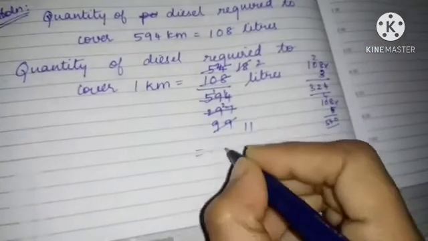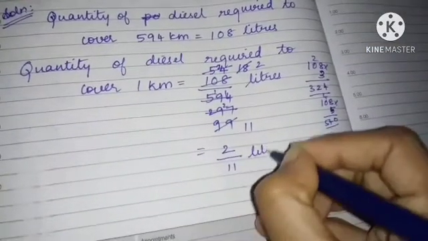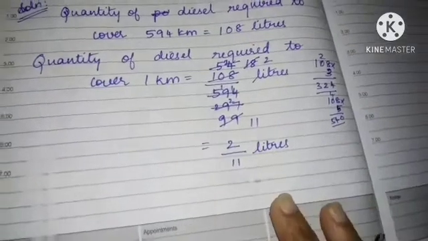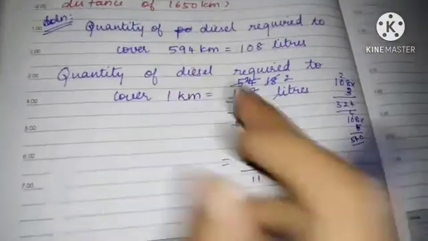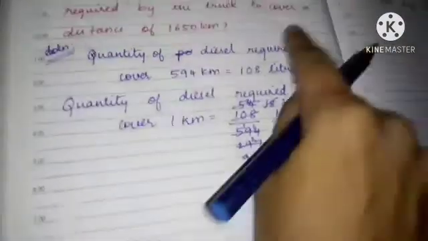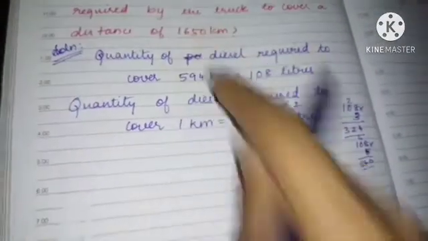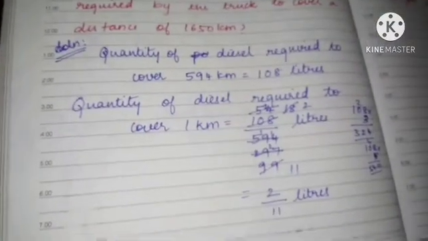So how many liters is needed? 2 by 11 liters of petrol is needed to cover 1 kilometer. Okay, but the question is we should cover for 1650 kilometer. Yes, what is the kilometer? 1650 kilometer.